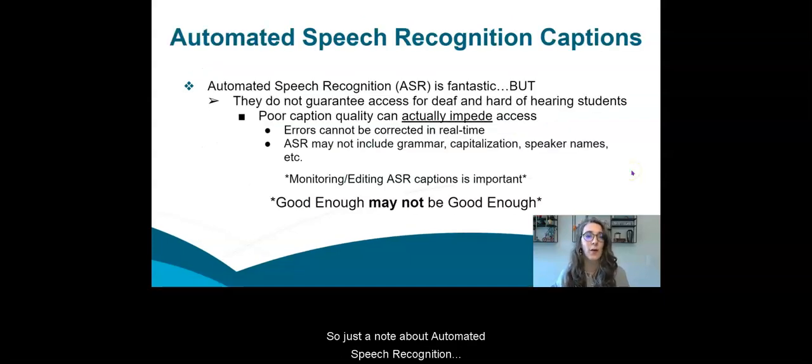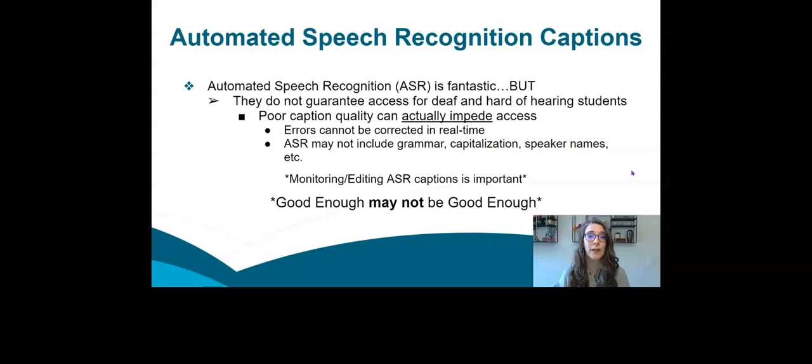So just a note about automated speech recognition. It is fantastic, and it has come so far in the last few years. It's so much better than it used to be, which is wonderful. However, it is still not perfect, and it does not guarantee access for students who are deaf and hard of hearing. In fact, sometimes poor caption quality actually impedes access. So you really need to take a look at what you're using and how accurate it is if you are expecting a student to access information and be held responsible for learning that.